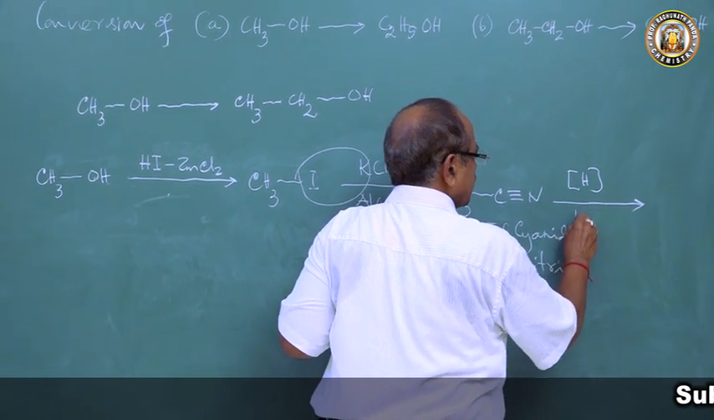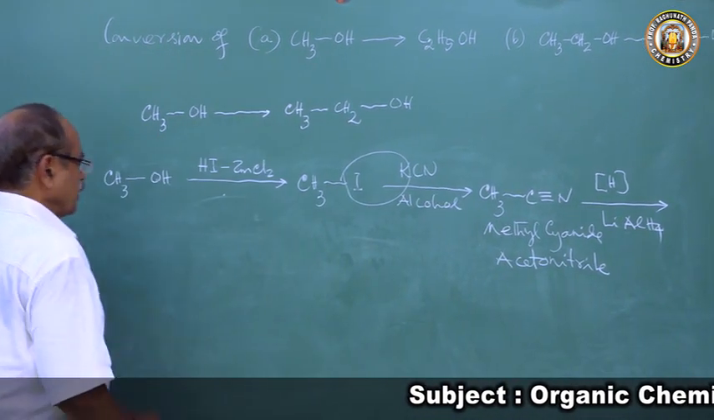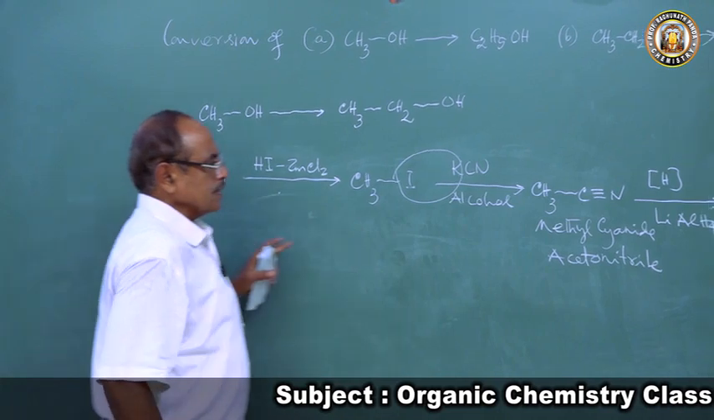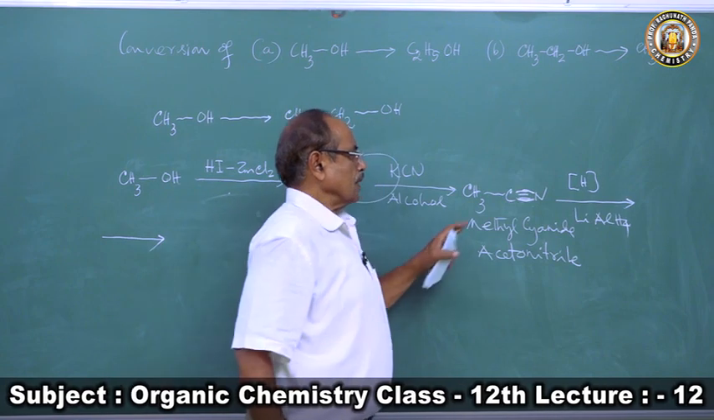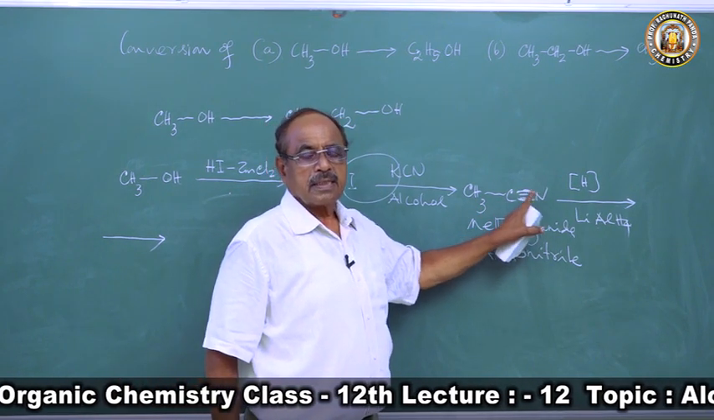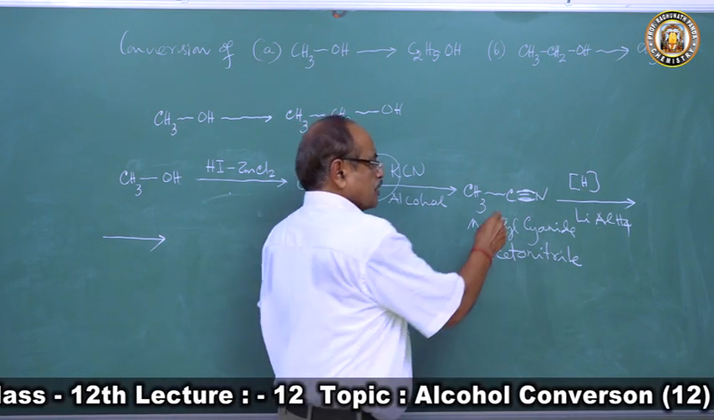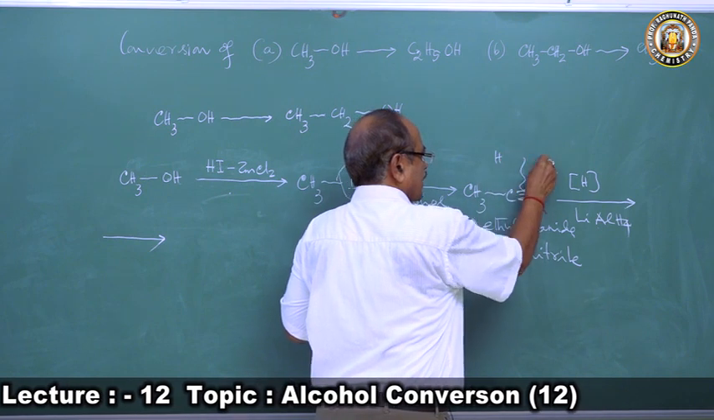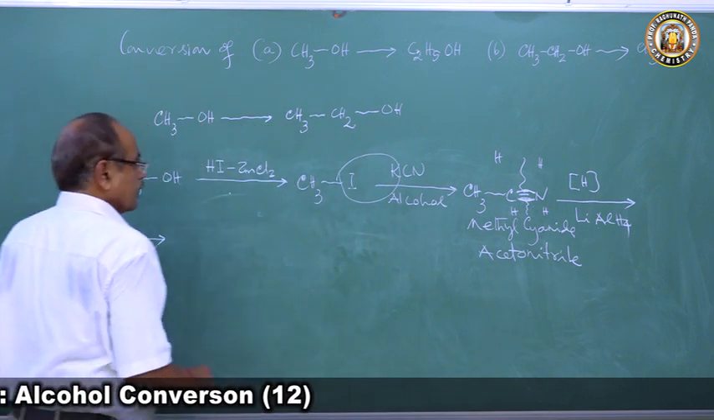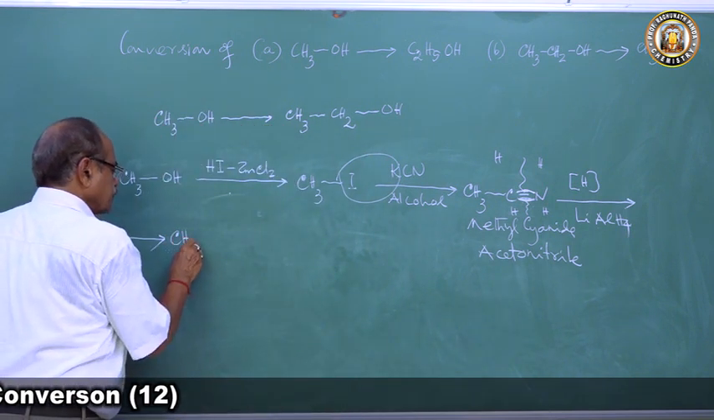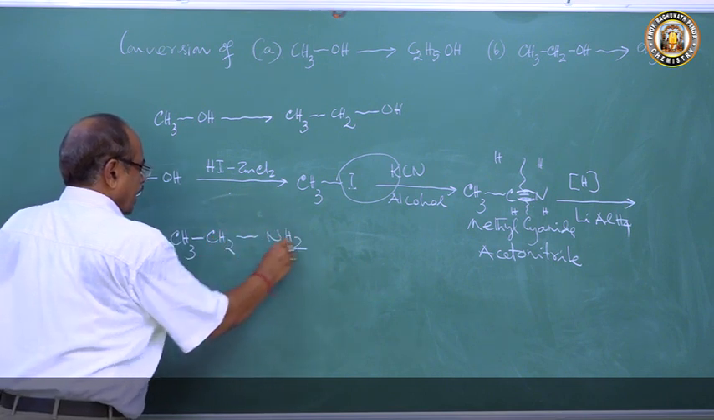This is reduced by lithium aluminium hydride. In the cyanide group there are 2 pi bonds and 1 sigma bond, these are the 3 bonds. So this bond will break and we'll add a hydrogen, now this bond will break and we'll add a hydrogen and hydrogen. So we got the molecule here as CH3CH2NH2. This is ethylamine.